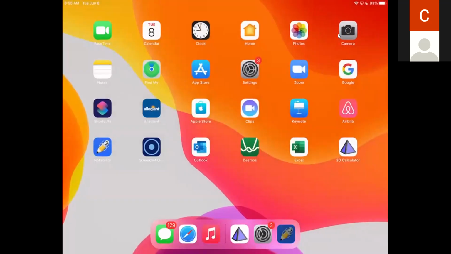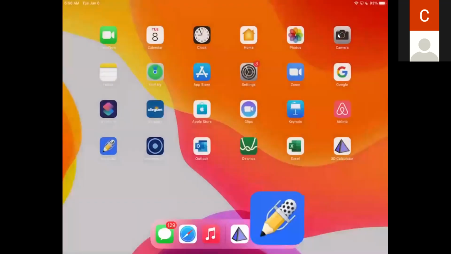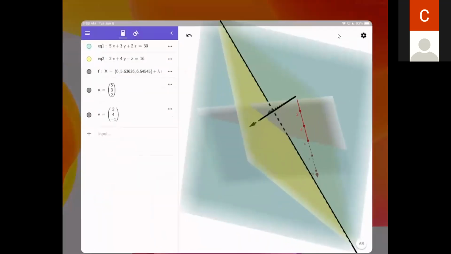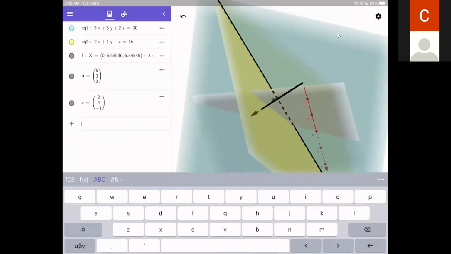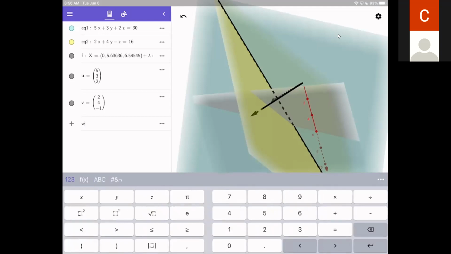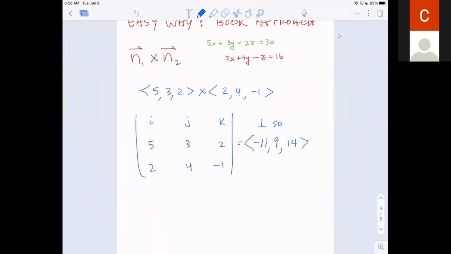You're forcing me to continue. -11, 9, 14. I'm going to graph that one too. Perpendicular to the intersection line, right? Exactly. What did I say that was? -11, 9, 14.